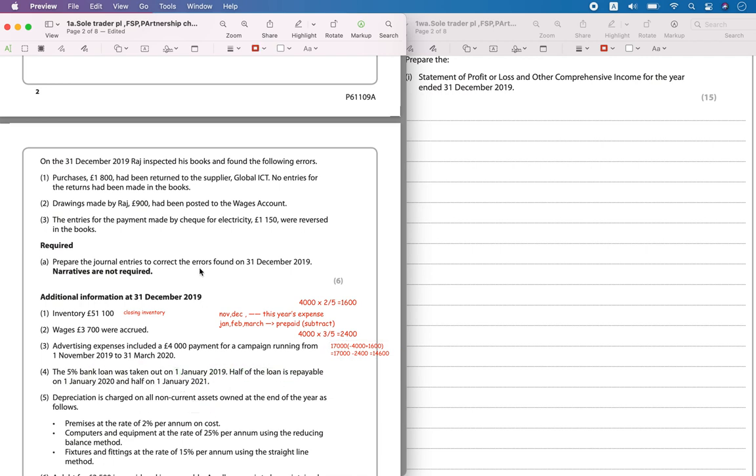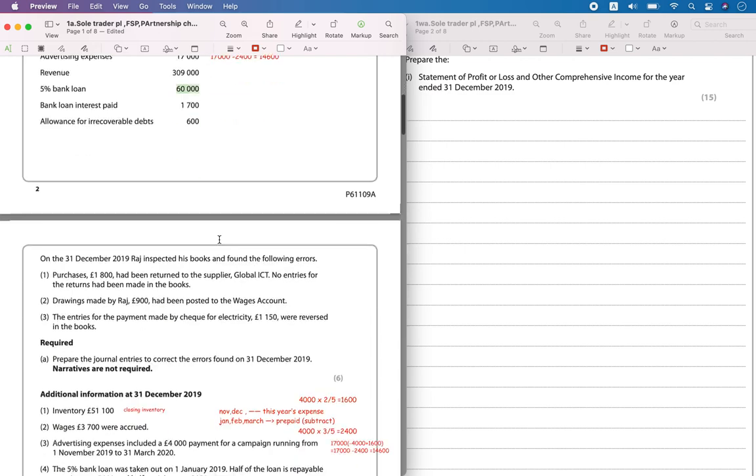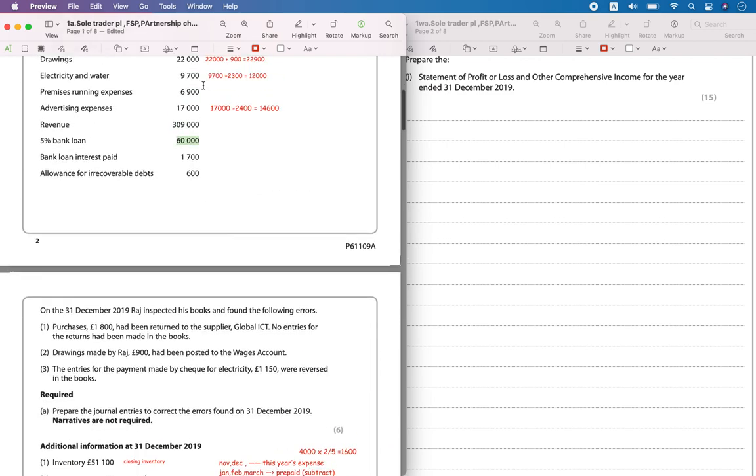Next we have to calculate the 5% bank loan which was taken out on 1st Jan. Half of it is to be repayable. So if half is going to be repayable, it becomes a current liability this year. So 60,000 divided by 2, that is equal to 30,000, becomes a current liability. This we have to include in the statement of financial position as a current liability.